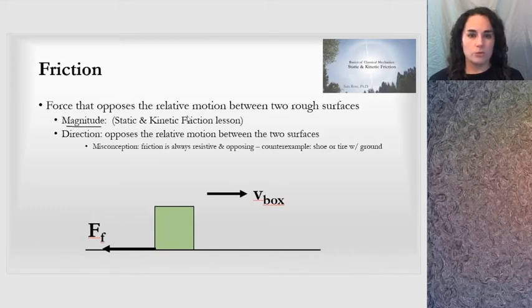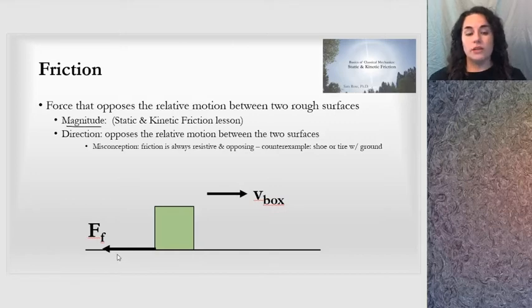The force that opposes the relative motion between two rough surfaces. That makes sense. And the direction here, it says opposes the relative motion between two surfaces. So maybe in an everyday situation, you can slide a box along the floor, and we know the friction would be opposing that relative motion.